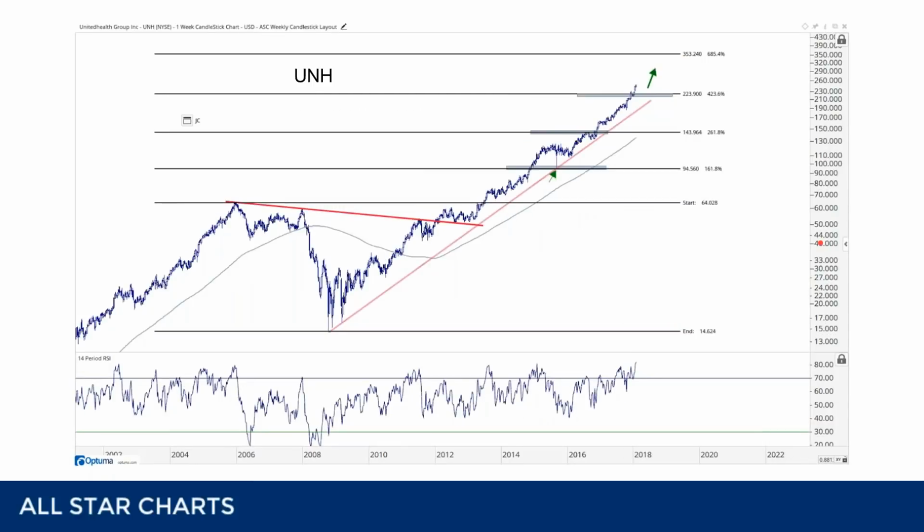UNH has really been the monster of them all. 224 here seems to be the big level. If we're above 224, we want to be long. I think we go to 353. Momentum is in a very, very bullish range.